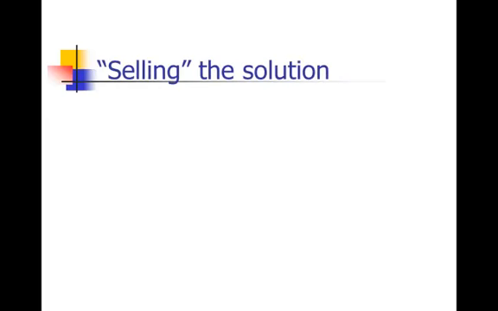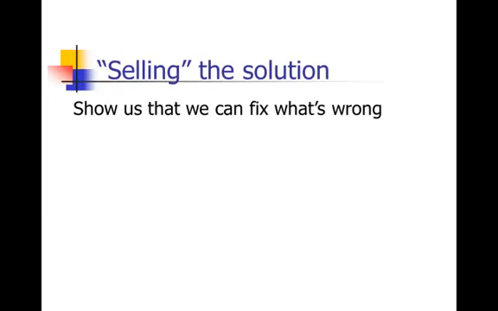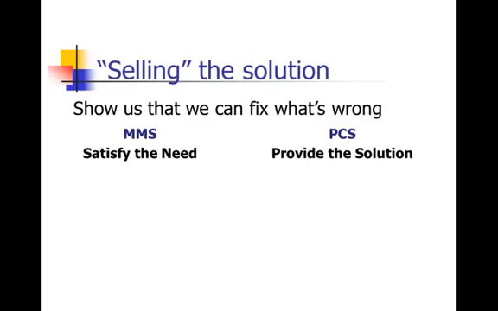Next, you need to sell the solution. Show us that you can fix what is wrong. In Monroe's motivated sequence, you are satisfying a need, and in problem-cause-solution, you give us the what else? Solution to the problem. In either case, you show how the problem can be alleviated or solved or fixed. For every concern or problem that you establish in the previous need or problem step, you must be able to solve it in this step.